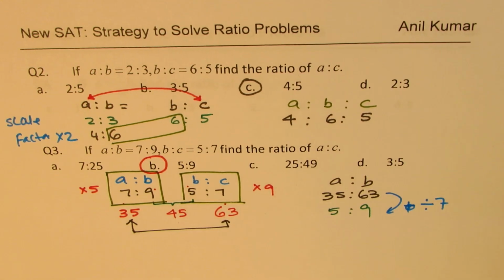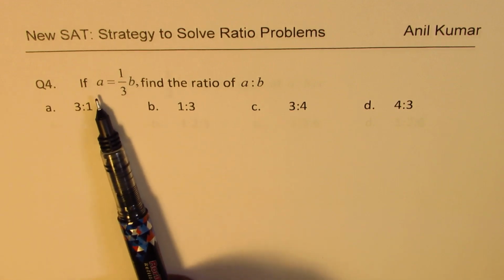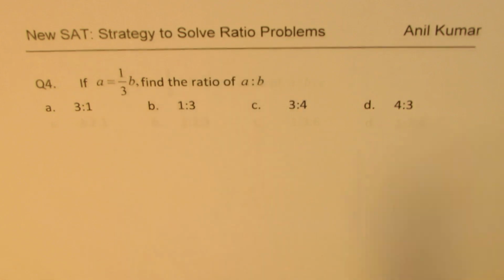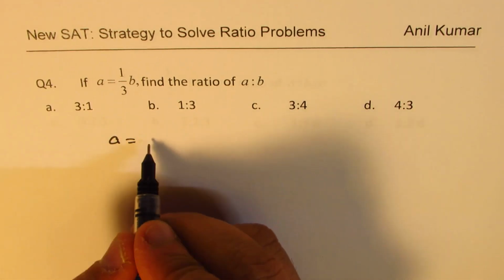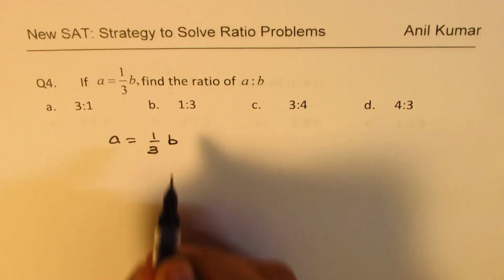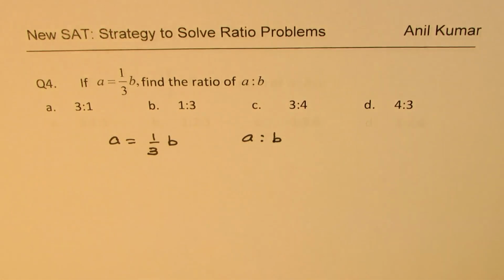So now question number 4 is, we are into a new category now, right? So we are now writing A equals 1/3 of B, find the ratio of A is to B, right? So simple question, just to give you a concept which is slightly different. So we are saying A equals 1/3 of B. You need to find what is A is to B, right? How do we get it?